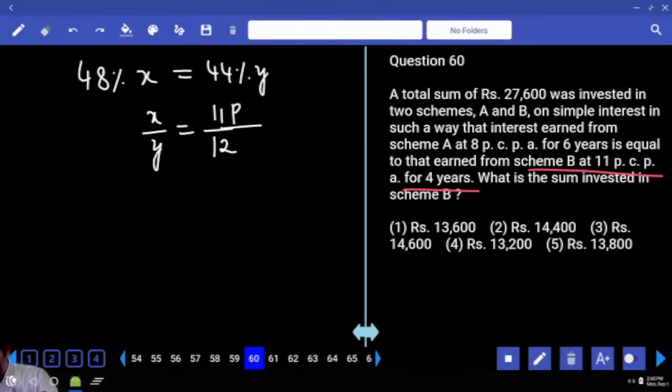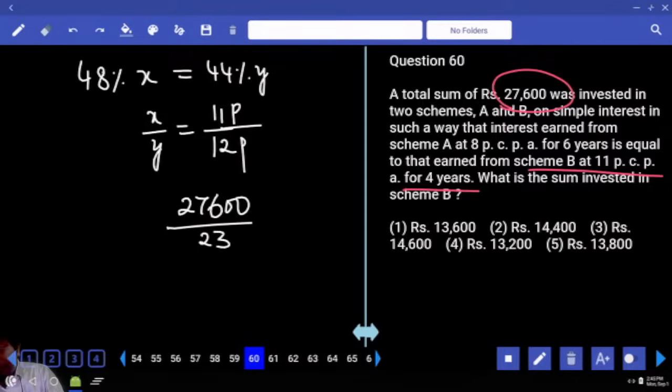So X is equal to 11 parts. Y is equal to 12 parts. X is principal in first case. Y is principal in second case. Both together 27,600. Which is equal to how many parts? Then one part is equal to divided by 23.